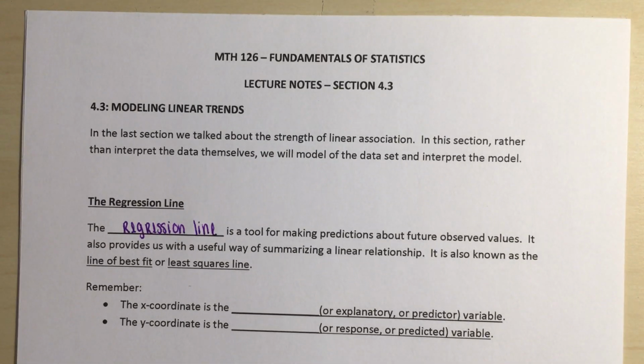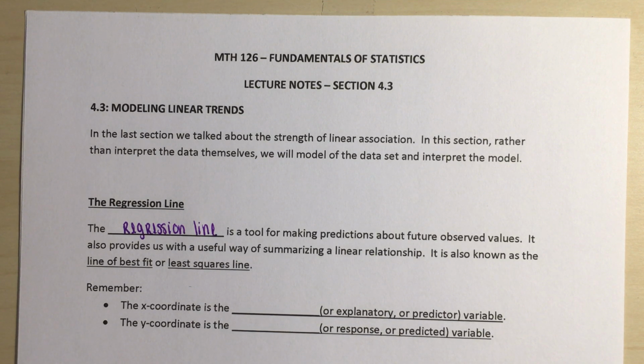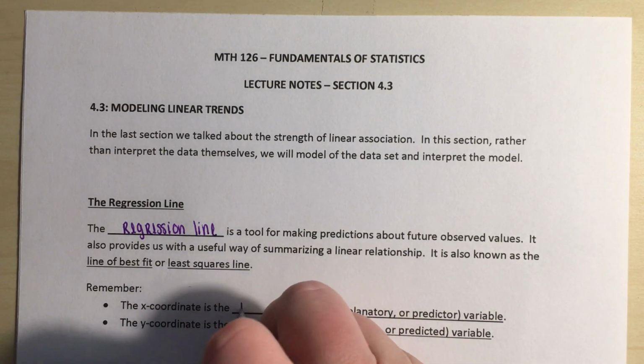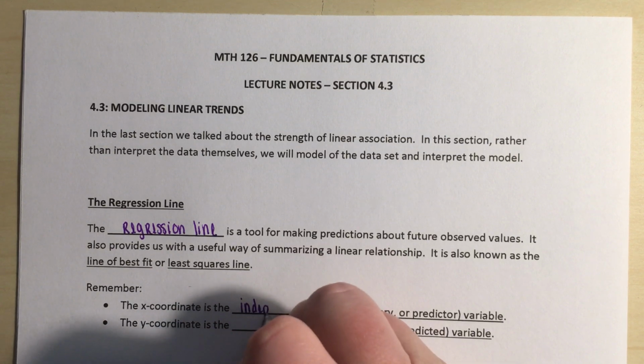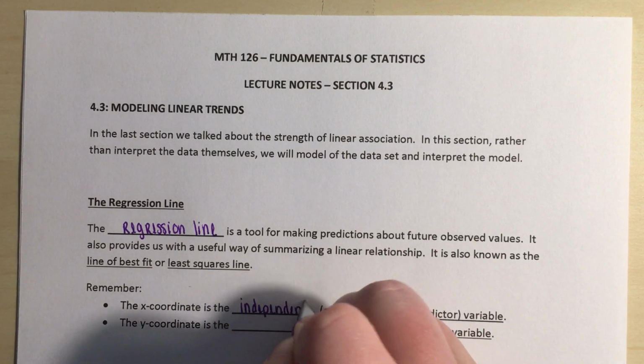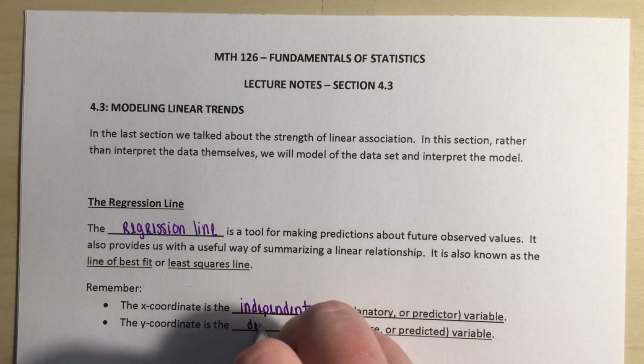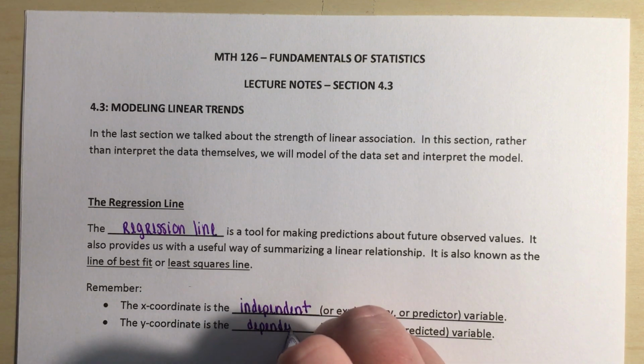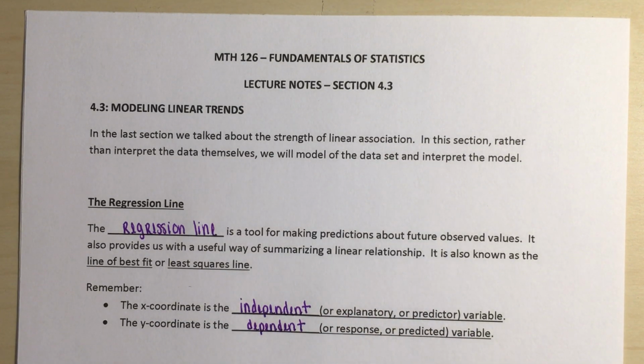The regression line is a tool for making predictions about future observed values. It also provides us with a useful way of summarizing a linear relationship. It is also known as the line of best fit or the least squares line. If we're looking at different sources, it can be referred to as different things. Remember that the x-coordinate is the independent variable, and our y-coordinate is the dependent variable. Again, one of many different terms for each.